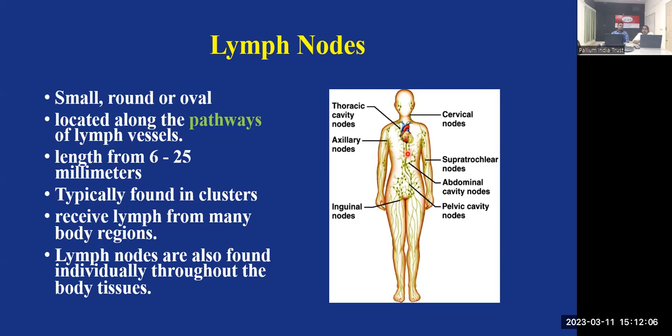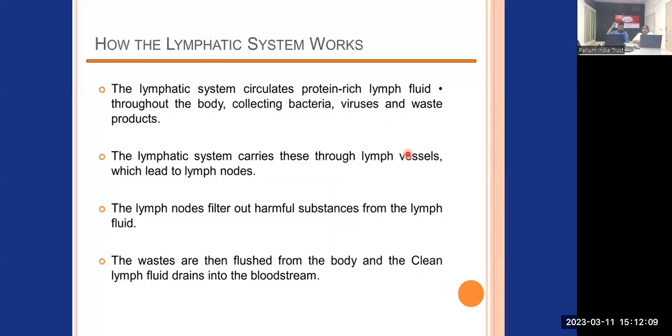Let's see the function of lymph nodes, how the lymphatic system works. This is very, very important. The lymphatic system circulates protein-rich lymphatic fluid throughout the body, because it will collect bacteria, viruses, and waste products. Wherever the lymphatic fluid originates, the lymphatic capillaries will absorb it, because they have a blind end and are more permeable than blood capillaries. So sometimes it might contain bacteria, viruses, and waste products.